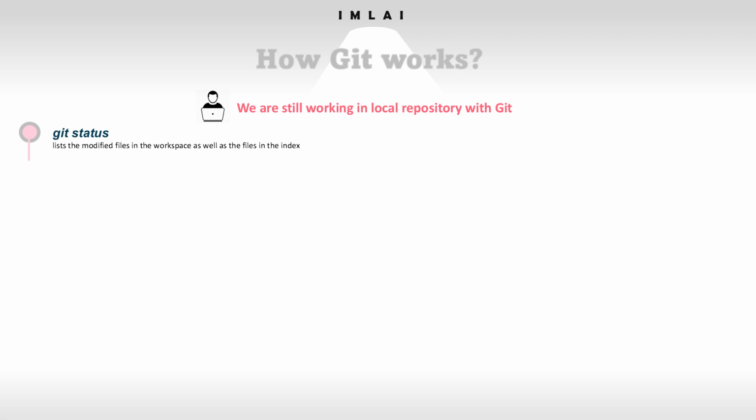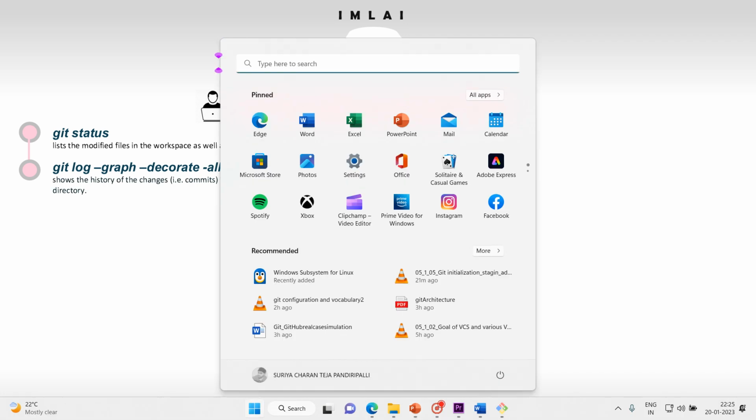It will make sure that every file is under tracking. So then we have git log. Git log shows the history of the changes, that is commits in the working directory, or just mentioning git log and then a path shows the changes applied to the given path. So let's look into the git log now.